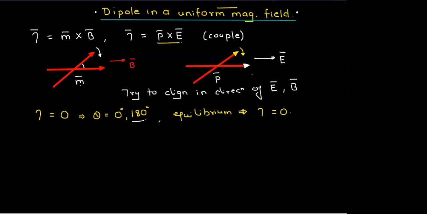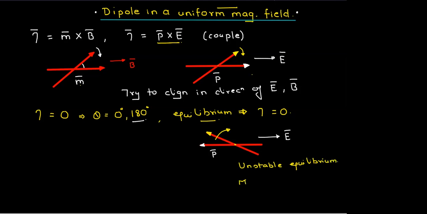So even if the angle is 180 degrees, it is in equilibrium only. But do you remember what happened to the electric dipole moment when it was making an angle of 180 degrees with the electric field like this? If you displace it slightly, what will happen to it? It will rotate like this. It will just flip over. It will not go back. So even though it is in equilibrium, this is an unstable equilibrium. And usually unstable equilibria are the point of maximum potential energy. The slope of potential energy is zero, but it is maximum there. Here also the slope is zero, but it is minimum when theta is zero.